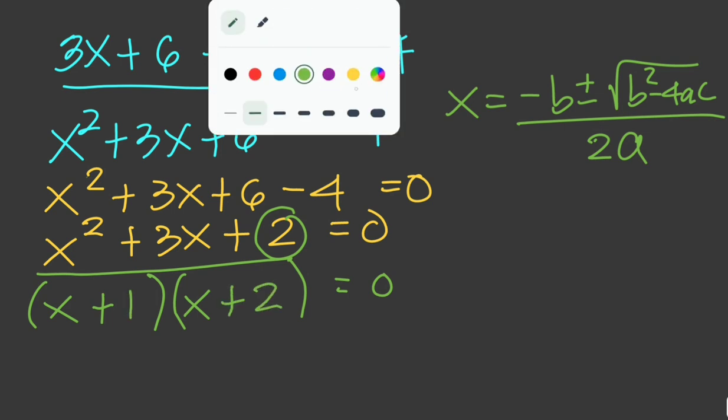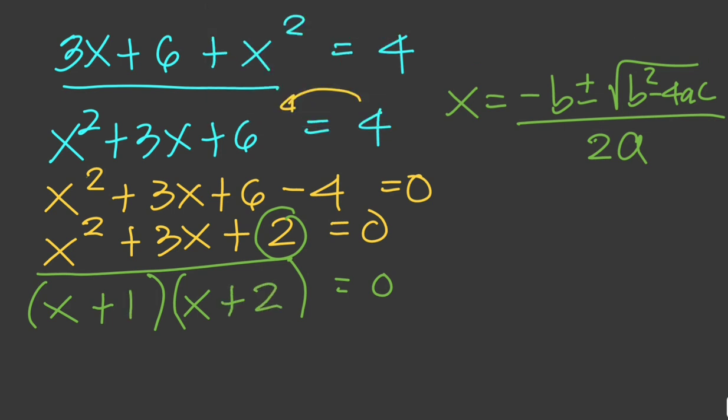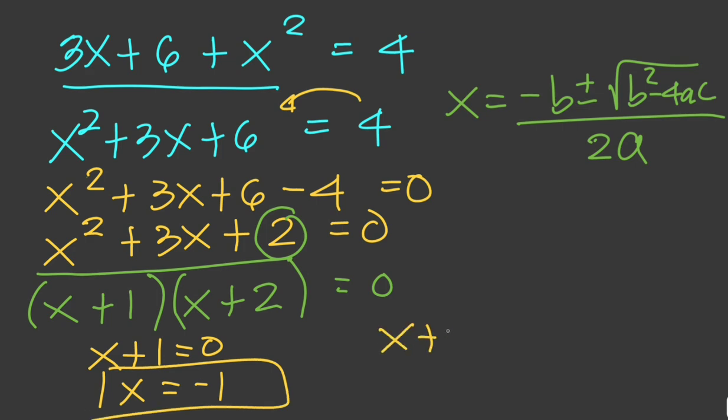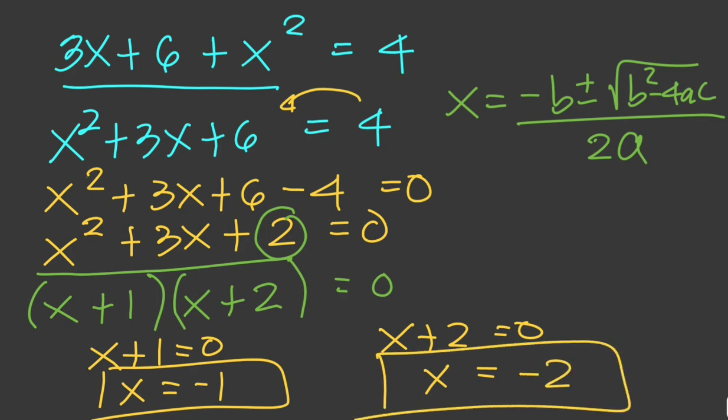And now we can equate each of the factors to 0 to solve for the value of x. So this would be x plus 1 equals 0, where x is equal to negative 1. Then the other one is x plus 2 equals 0, where x is equal to negative 2. Notice here that we have two values for x, which are negative 1 and negative 2.